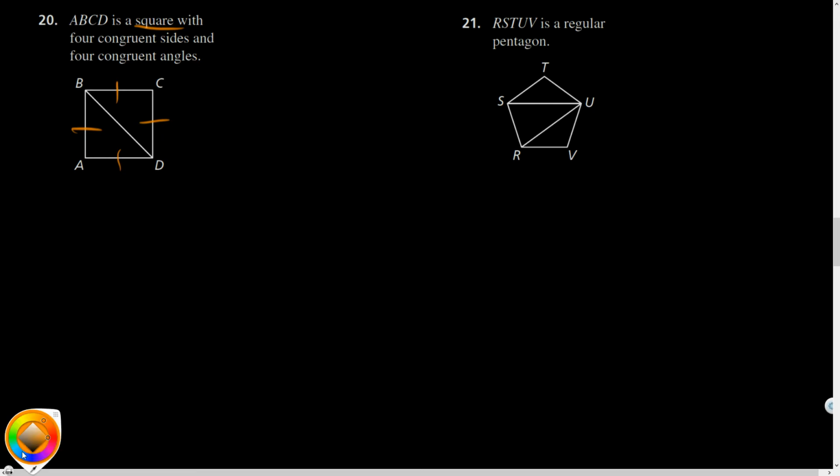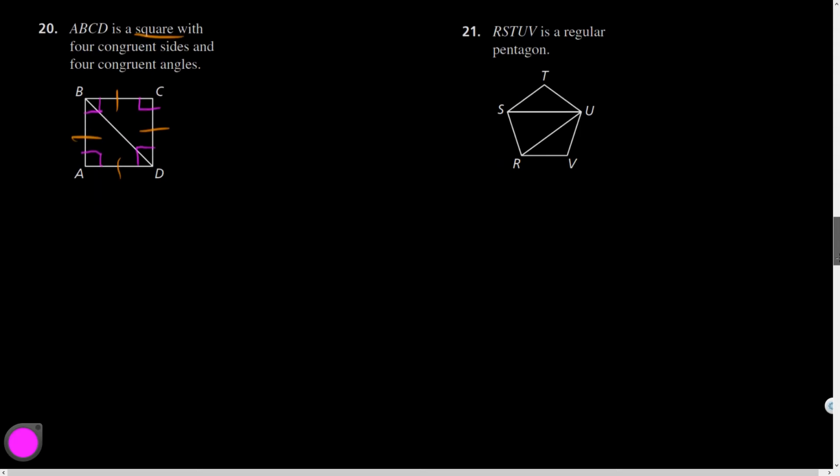I also know that a square is a rectangle, so all of the angles are 90 degrees. By right angles congruence theorem, all of those angles are congruent. What do they want us to do? What were the directions for 20? I didn't write. Oh, see if I can show that. Okay. Oh, and look at this.